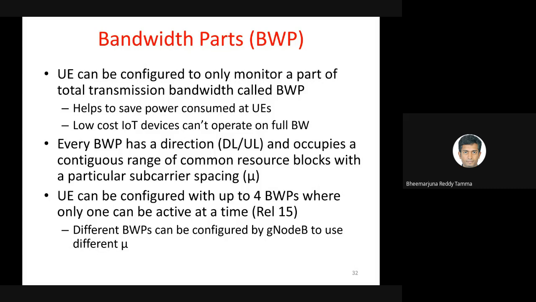If you look at the definition of the bandwidth part, it contains a contiguous range of resource blocks for any given subcarrier spacing. If we take any numerology, you can define a certain contiguous set, let's say if we take 10 such resource blocks together, I can call it one bandwidth part, where you can have separate bandwidth parts defined for downlink and uplink.